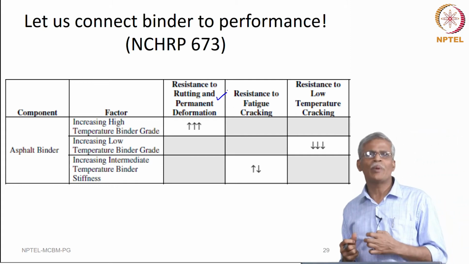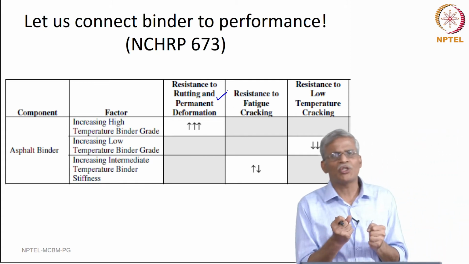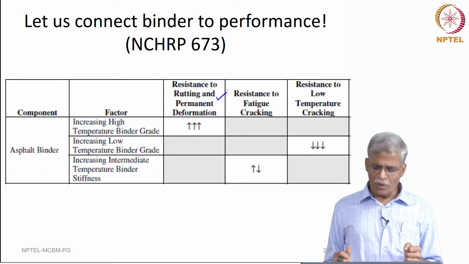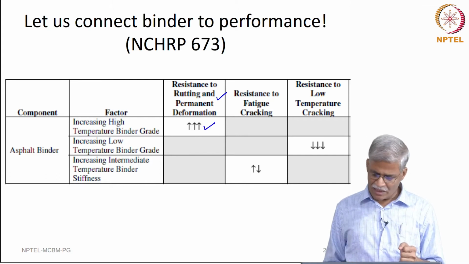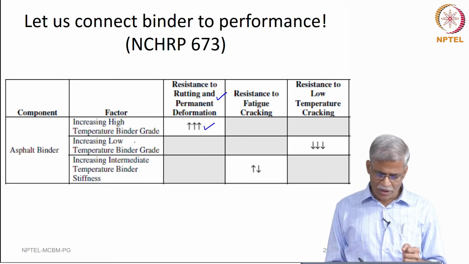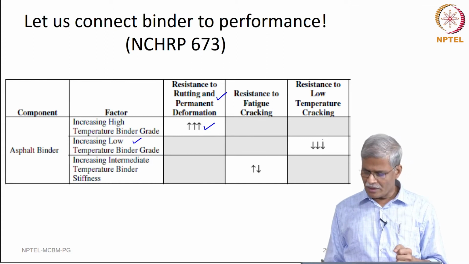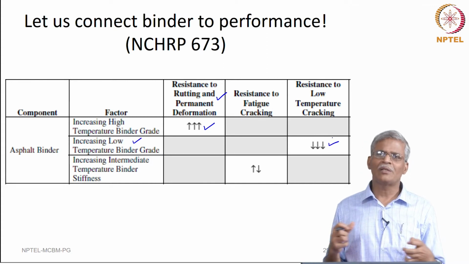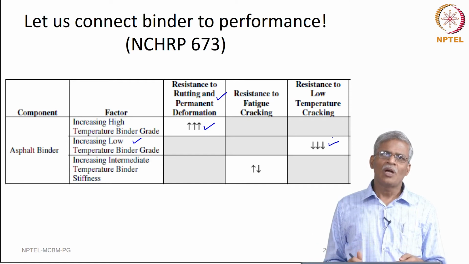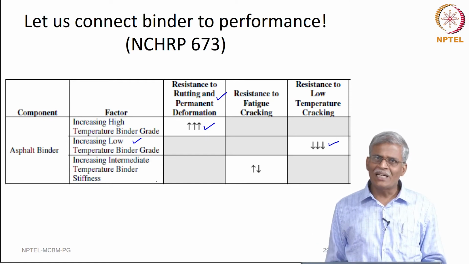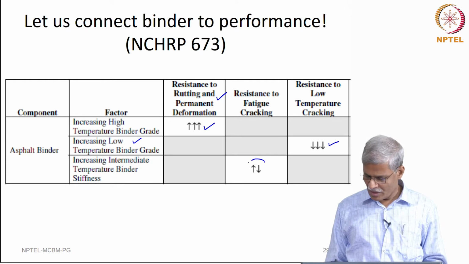That means if you make the binder very stiff, you are going to get an excellent resistance here. Similarly, if you increase the low temperature binder grade, the resistance is going to decrease because the material is going to be extremely stiff. If you increase the intermediate temperature binder stiffness, this is questionable.